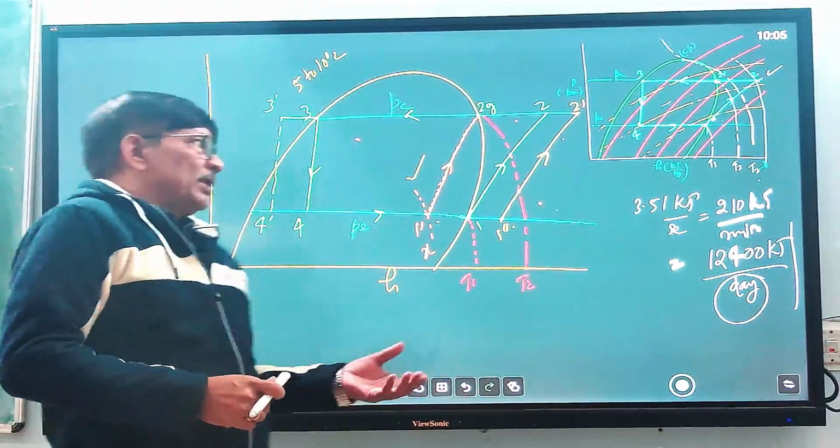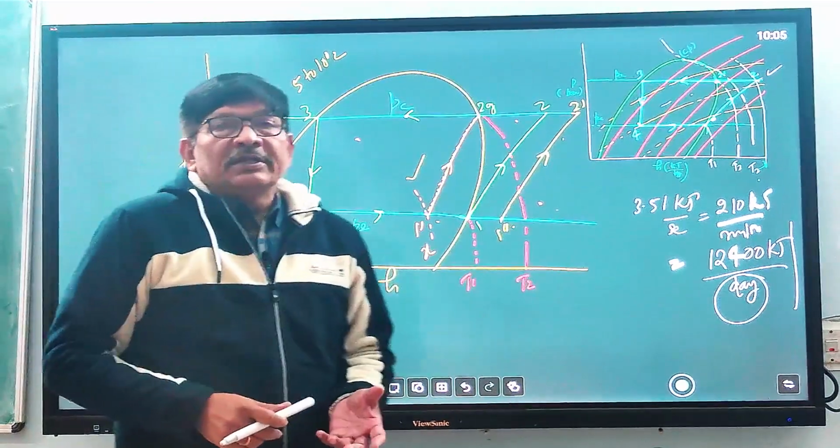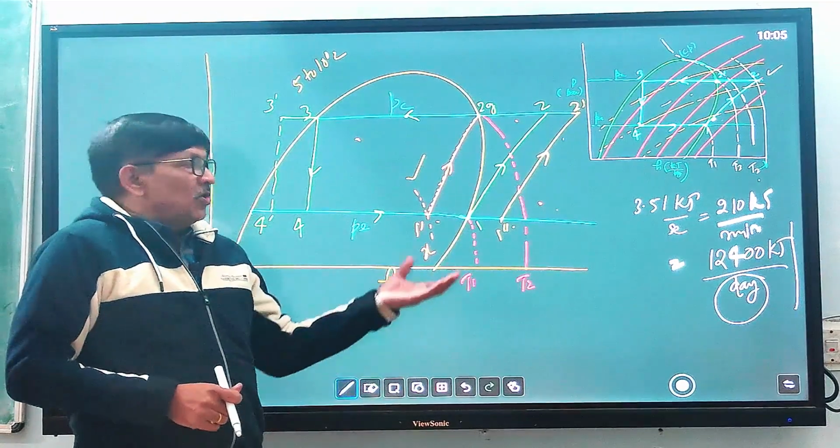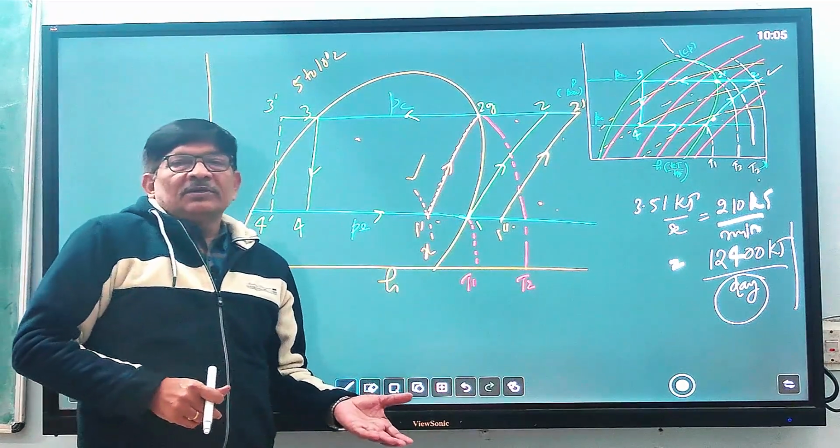We have already defined all the equations. In the next class we will come with a numerical question and solve all three cases.